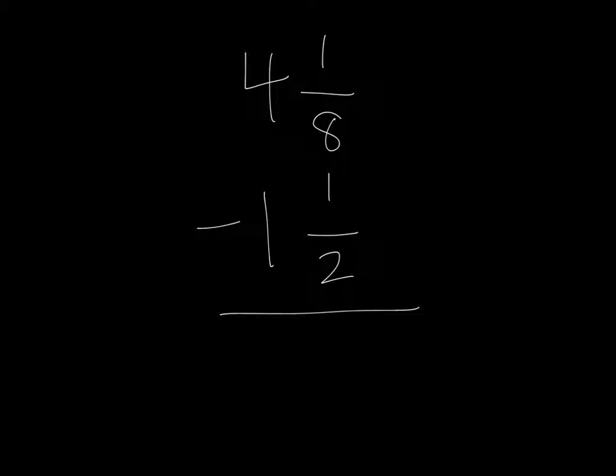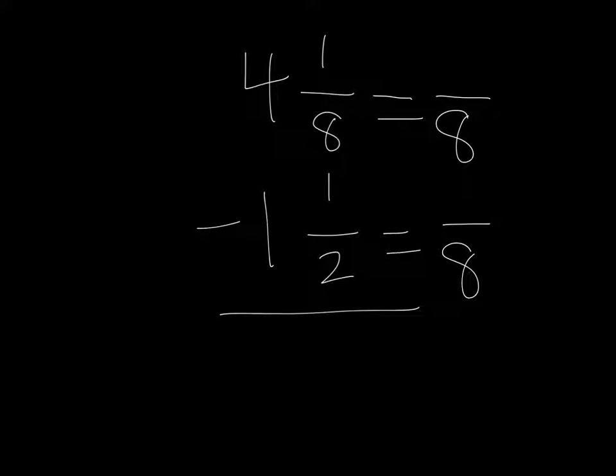The denominator in 1/8 is an 8, and my denominator in 1/2 is a 2. So the first thing that I need to do is change these fractions so that they have like denominators. So I'm going to look for the least common denominator. And when I look at these two numbers, I know that the least common denominator is 8, because when I skip count by both of those numbers, the first number that appears in both lists is 8.